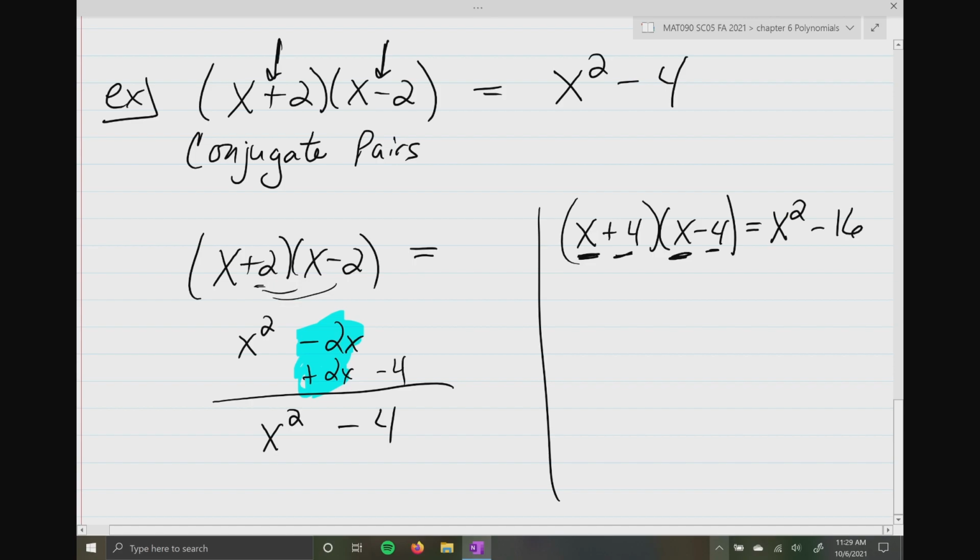You don't have to worry about doing all the distributive stuff, because as soon as you recognize conjugate pairs, we know those middle terms will always cancel themselves out. So you can save yourself a lot of work. I guarantee you're going to see conjugate pairs a lot, especially in this class. Number one, they're really easy to recognize. Number two, they're really easy to simplify. And when we get into chapter 7, which is factoring, there are tons of conjugate pairs, because they're really easy to factor, which is a technique we're going to learn later on.